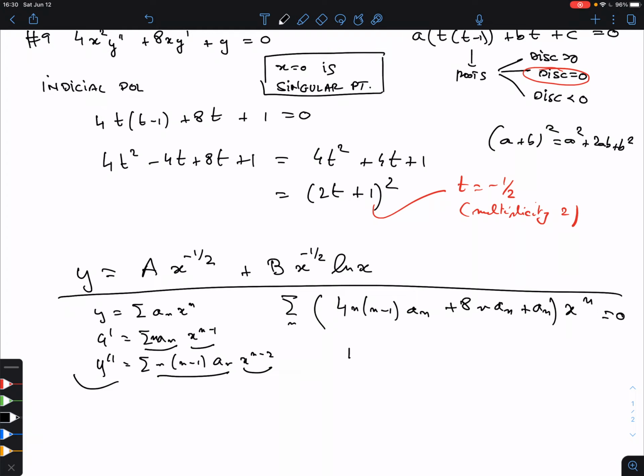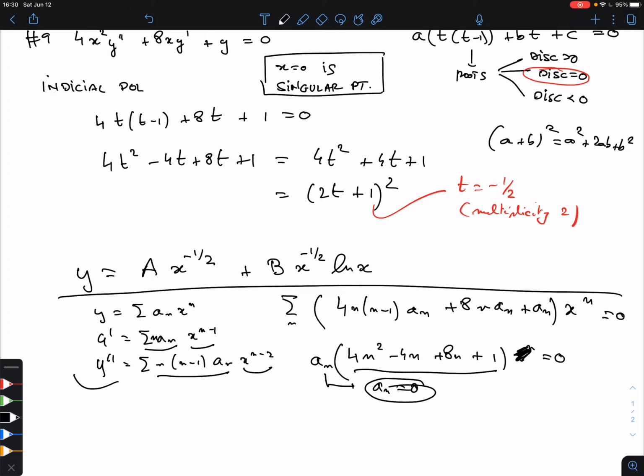Okay, so let's see what we get. We get a_n times (4n squared minus 4n plus 8n plus 1) times x to the n is 0. Sorry, this is the coefficient. Each of these coefficients has to be 0, that's what it means. But this is not 0. What is this? Well, that's actually our initial polynomial, if you want. That's not by accident, by the way. But if this is not 0, this means that a_n has to be 0, and this is for all n.